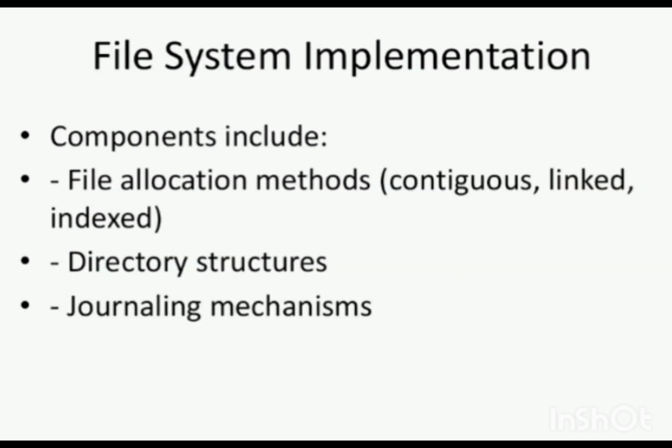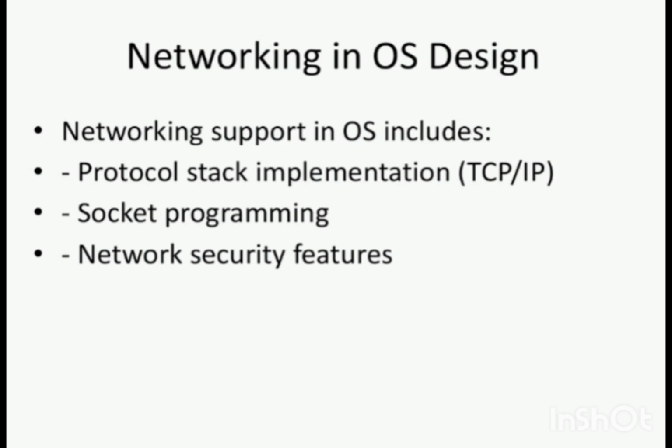Next, file system implementation. The components include file allocation methods: contiguous, linked, index; directory structure; journaling mechanisms. Next, networking in OS design. Network support in the OS includes protocol stack implementation, TCP/IP, packet processing, and network security features.